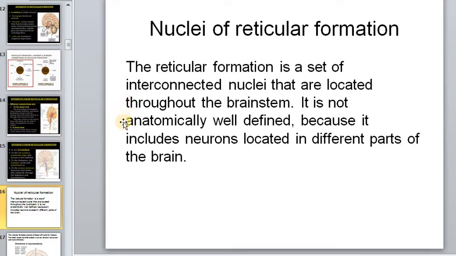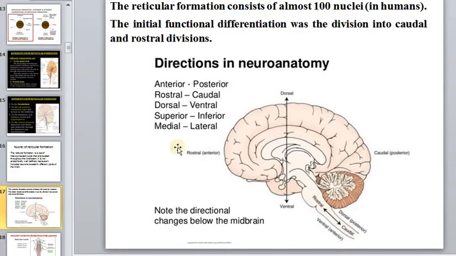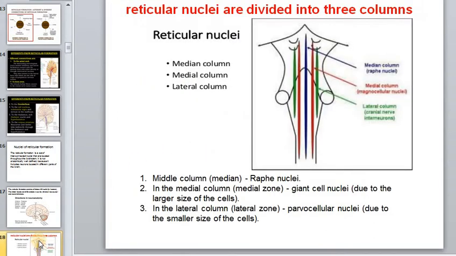It's not anatomically well defined because it includes neurons located in different parts of the brain and brain stem, and we will use these directions in neuroanatomy, like posterior, caudal, ventral, lateral, and rostral. You know this part, it's like the first part of the brain. And what do we have in this?